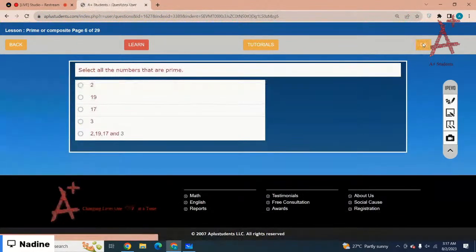Very good. Okay, select all the numbers that are prime: 2, 19, 17, and 3. Which is the correct option? They all are the prime numbers 2, 19, 17, and 3. So the last option is the correct option because they all are prime.